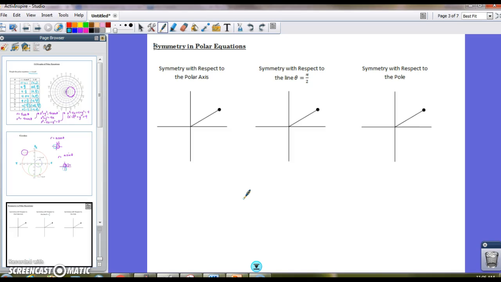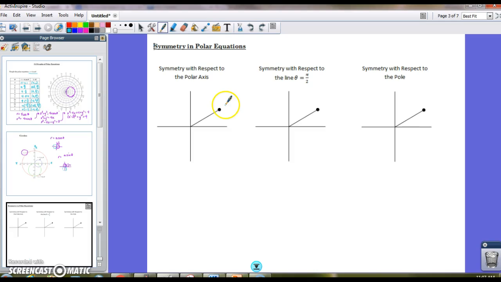Before we get into the whole idea of graphing them though, I want to talk about a couple of things that are probably going to make the whole graphing process a bit easier. I want to talk about symmetry with polar equations. There's actually three different types of symmetry. You can have symmetry with respect to the polar axis, symmetry with respect to the line theta equals pi over 2, or symmetry with respect to the pole. I'll show you what each of them are.